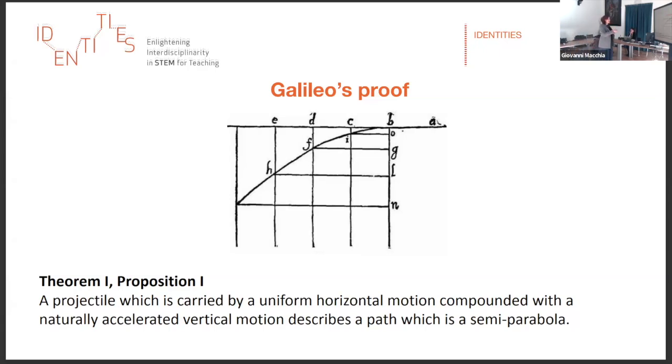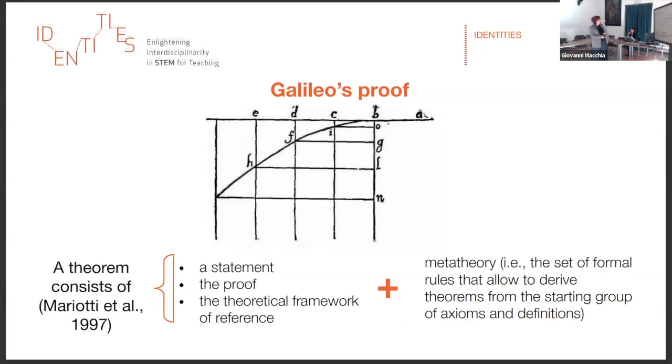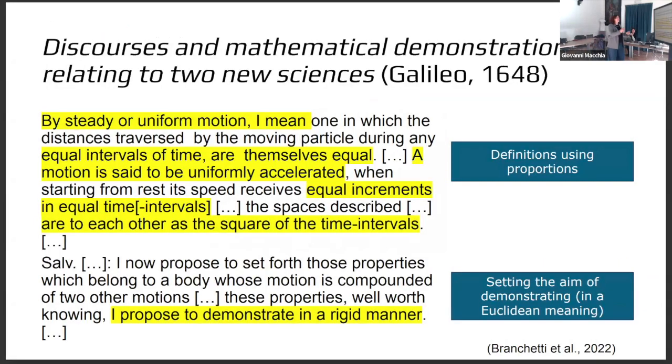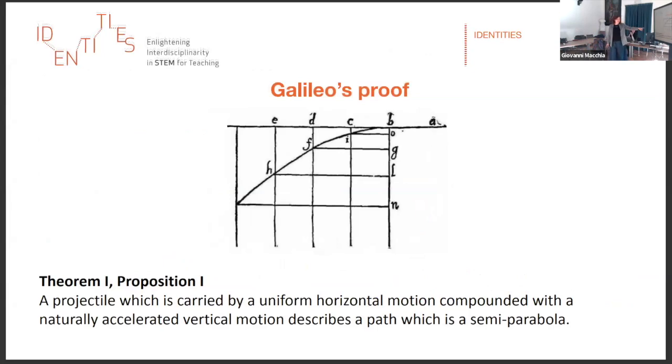So Galileo's proof. The first important thing is that we are not talking about a proof kind of over-interpreting Galileo's intention, because indeed in the book Methods and Demonstrations, can I translate it this way? The title, okay, Discursive and Mathematical Demonstration related to two new sciences. This statement is really presented as a theorem: a projectile which is carried by a uniform horizontal motion compounded with a naturally accelerated vertical motion describes a semi-parabola. So it is presented as a theorem and proved as a mathematical theorem.